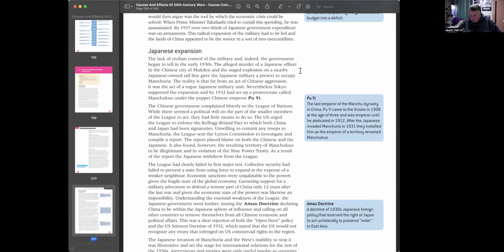And so they set up this new area. It's northern China.